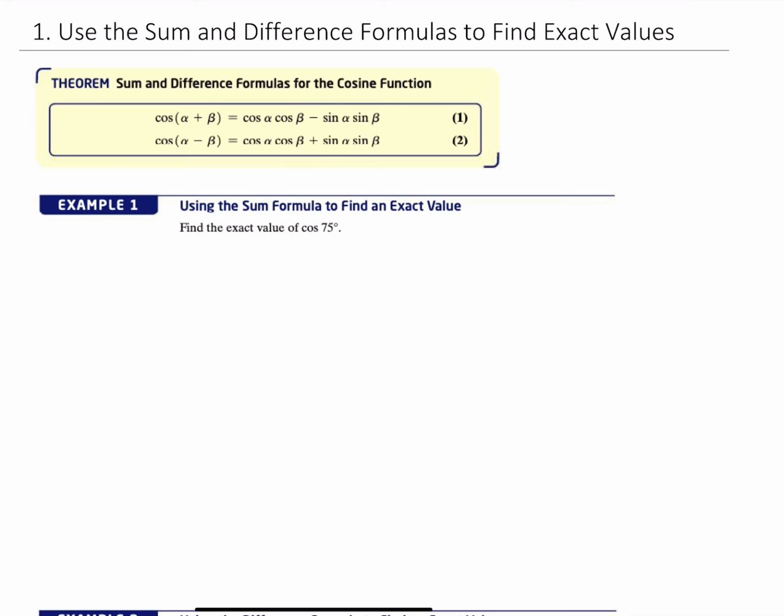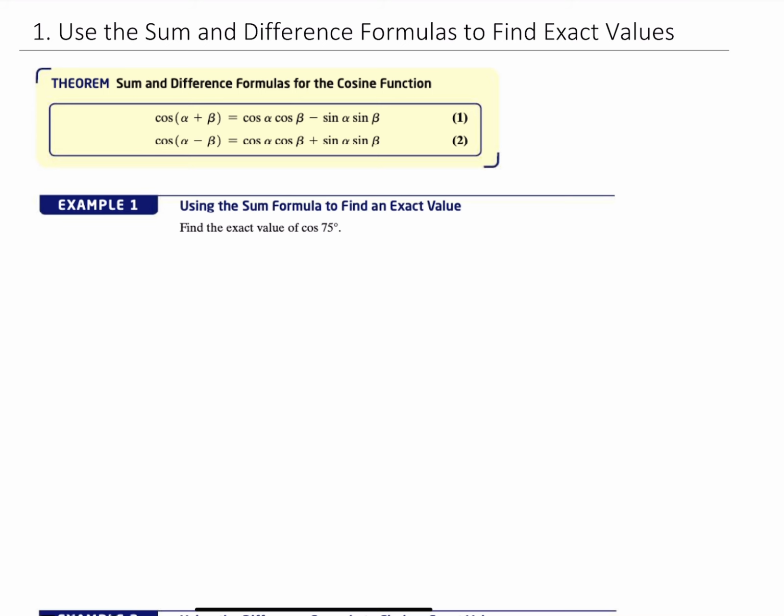So let's practice using this. Let's see a couple examples of where this would become very useful. This will allow us to evaluate trigonometric functions for some angles beyond just our regular unit circle angles, if we can express them as the sum or difference of some unit circle angles that we've seen before.